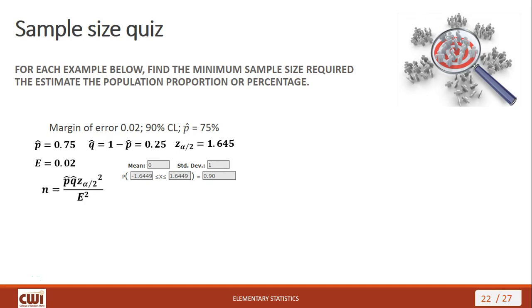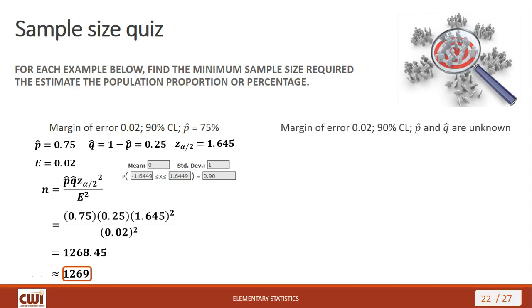And so now we have everything that we need to calculate our sample size. We substitute those values into our equation, punch this out on our calculator, and we get 1268.45. Of course, we're going to round up to the next nearest whole number, so that gives us 1,269. This then is our minimum sample size in order to construct a confidence interval of 90%.